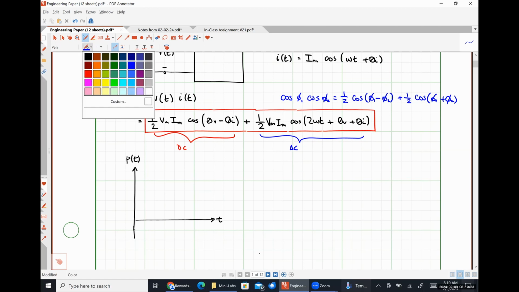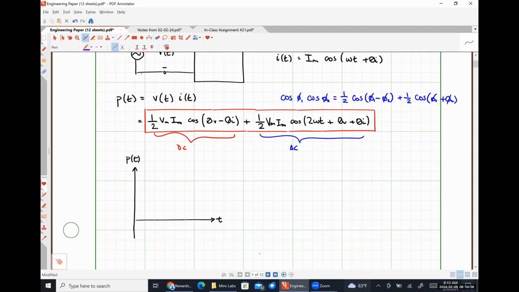So if I were to make a plot of our instantaneous power, it might look something like this. So this dashed line that I'm putting right here represents that DC component. And then superimposed on top of that DC component, I'm going to have that sinusoidal signal. Okay. So starting with just a generic overall phase angle of 0, because it's easier for me to draw, it might look something like this.